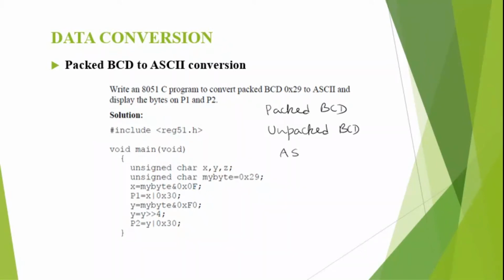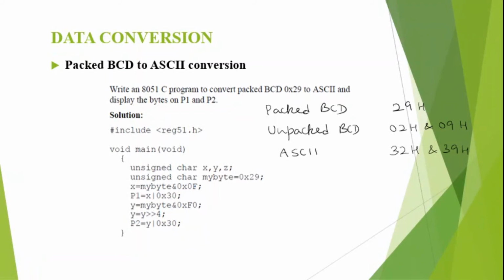If the packed BCD number is 29H, then the unpacked BCD numbers will be 02H and 09H. In unpacked BCD, the BCD number is represented by the lower 4 bits and the higher 4 bits will be 0. Then we add 30 to get the ASCII form, so we get 32 and 39. Let us see an example to illustrate this. Write an 8051 C program to convert packed BCD 29 to ASCII and display the bytes in port P1 and P2.